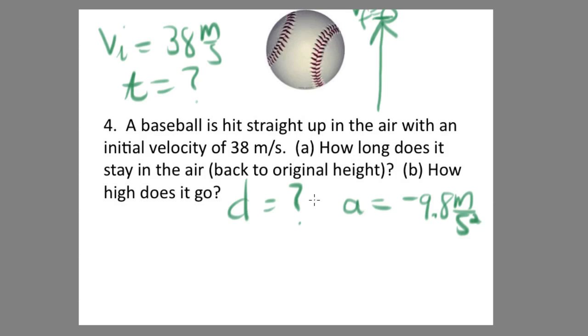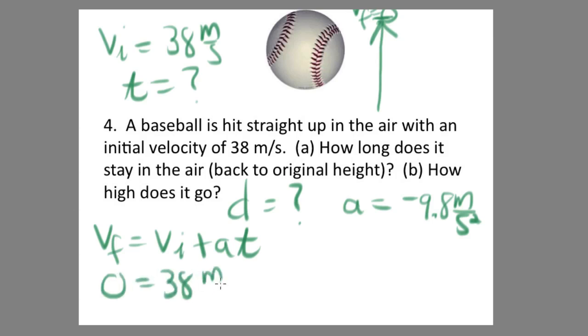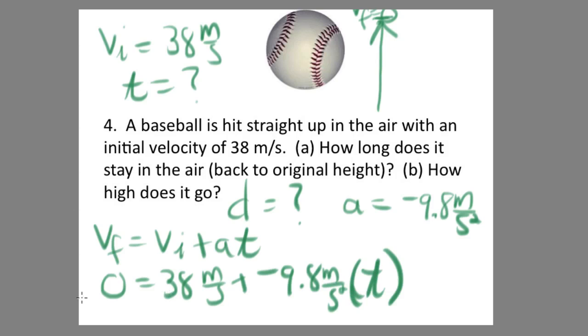Let's look for the time. And so we have VF equals VI plus AT. Our final velocity at the highest point is zero. Initial velocity, 38, plus acceleration times time, which we're looking for. So when I bring that over, negative 38 divided by negative 9.8, we get a time of 3.9 seconds. But that's not the total answer. It takes 3.9 seconds to go from here all the way up to the highest point, and then 3.9 seconds to go back down again. So the total time is 3.9 times 2, or 7.8 seconds.